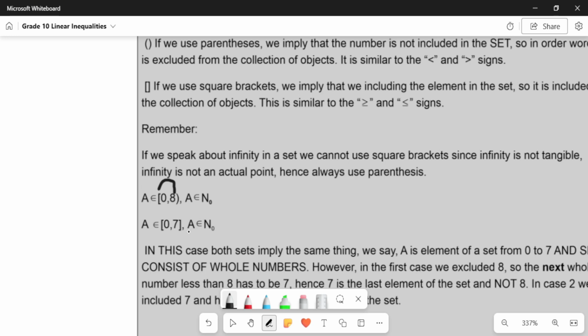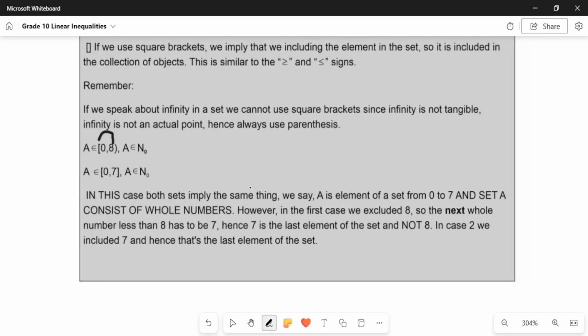Yes, then use square brackets, but then state what types of numbers these are, right? So it has to exist in the whole number set. In this case, both sets imply the same thing. We say A is an element of the set from 0 to 7, and set A consists of whole numbers. So A is an element of the set from 0 to 7, and A consists of all whole numbers.